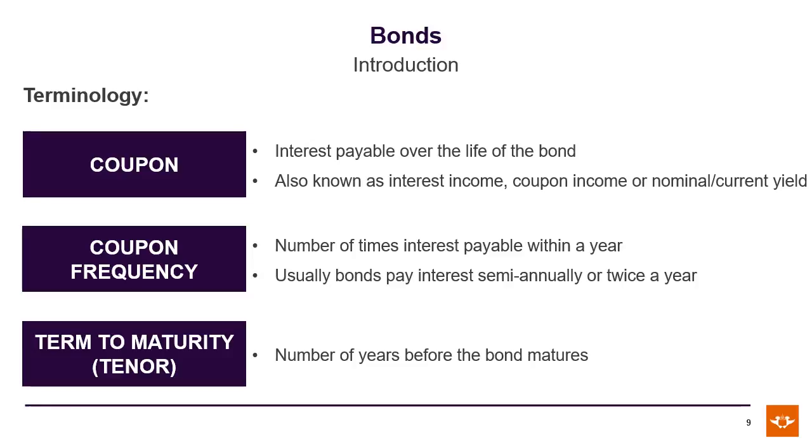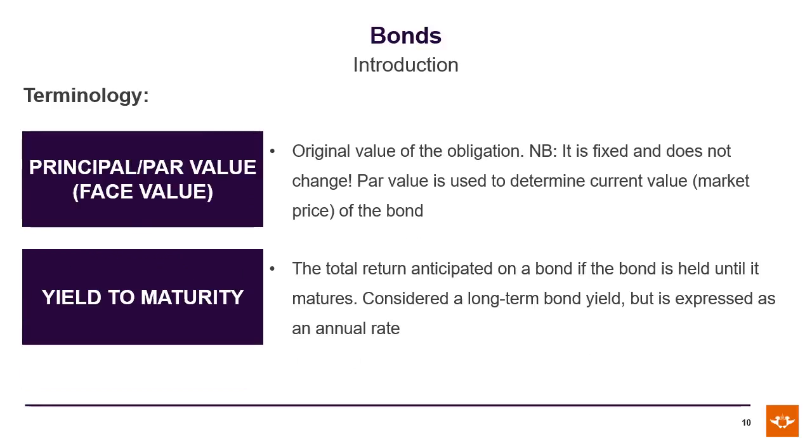The principal or par value, otherwise known as the face value, is the original value of the obligation. Essentially, it is the amount that the issuer of the bond borrows. It remains fixed, does not change, and is the amount of money that is returned to the investor when the bond matures. It is used to determine the current market value or market price of the bond.